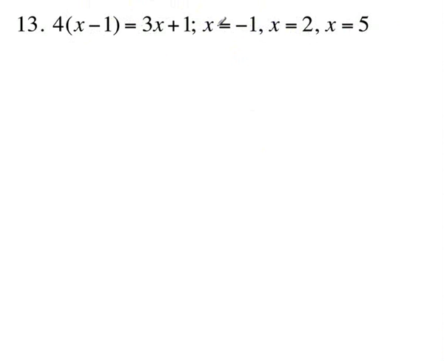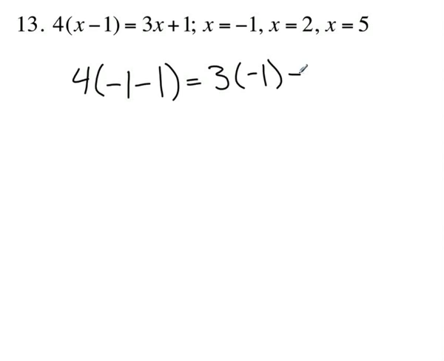So what we're going to do is plug each one of these in for this equation. So x equals -1. That means anytime I see an x over here, I'm going to put in a -1. So I'm going to go 4 multiplied by x, which I'm going to have -1 there, minus 1 equals 3 times x, which is -1, plus 1. And so I do all this. I go, well, 4 times -1, minus 1, because I need to do parentheses first, because I need to know my order of operations.